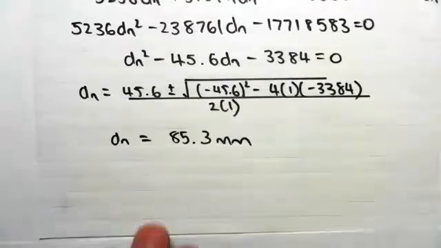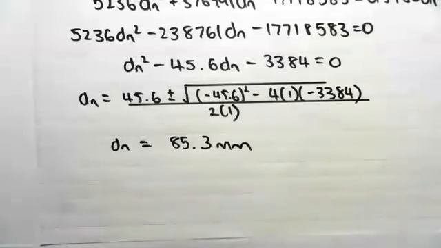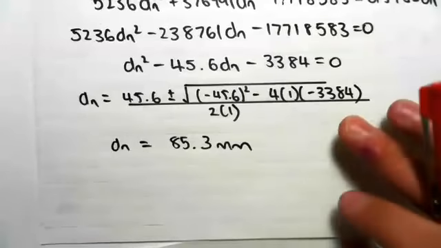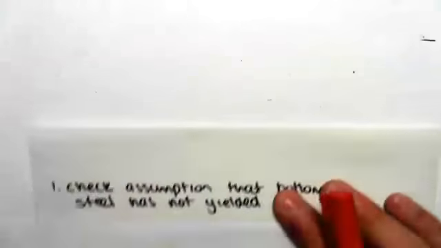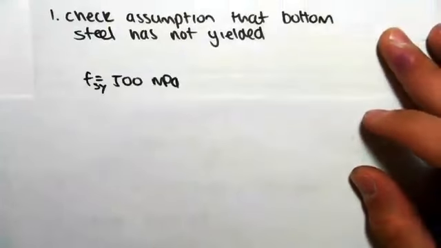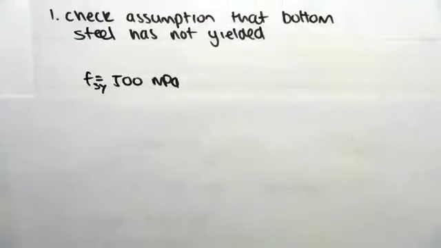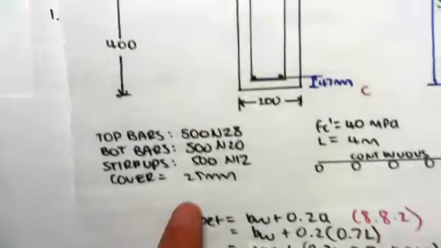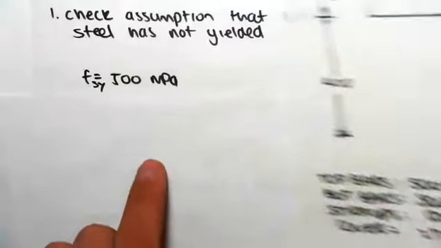Now there's a couple of checks we need to do before we move on. The first check is to see that our assumption that the bottom steel was not at yield is true. We assumed the bottom steel was elastic, so it hasn't yielded. So we need to show that the bottom steel hasn't yielded. We know the yield stress of our steel is 500 MPa, since we had N20 bars for the bottom.